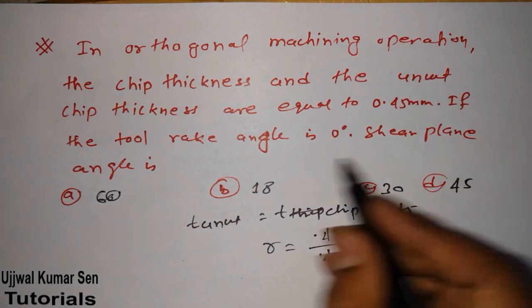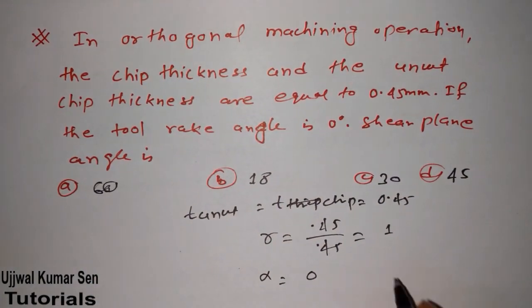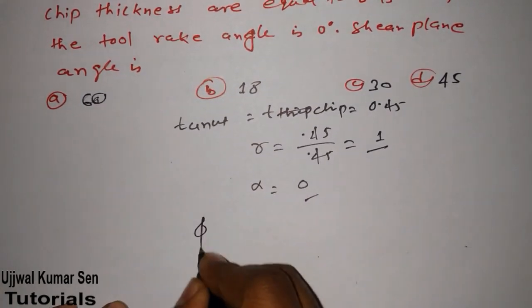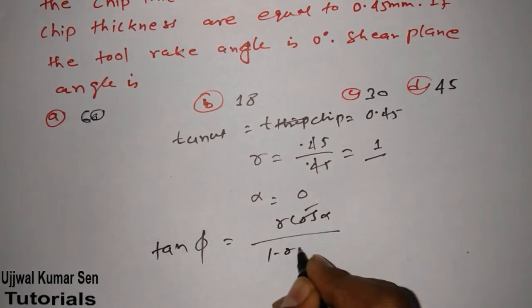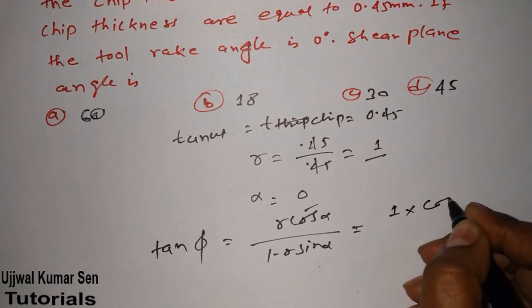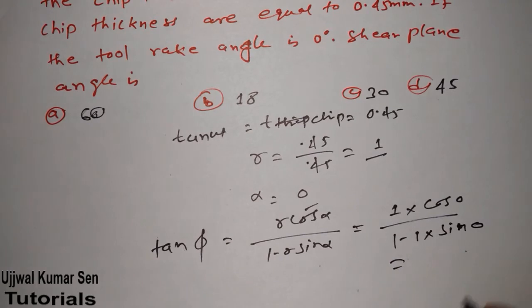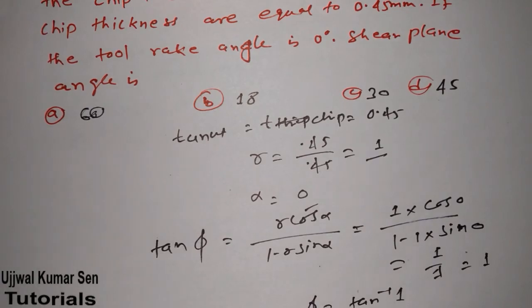Now if tool rake angle alpha is equal to 0, and we have been given these two values, we can easily find the shear angle, because in this formula tan phi is equal to R cos alpha over 1 minus R sin alpha. So R is 1, cos alpha is 0, 1 minus 1 times sin alpha 0. So 1 by 1 is equal to 1. So phi is equal to tan inverse 1, and tan inverse 1 is 45.